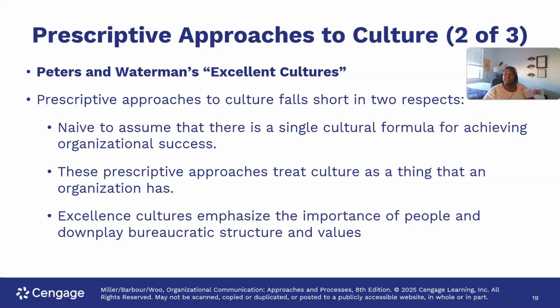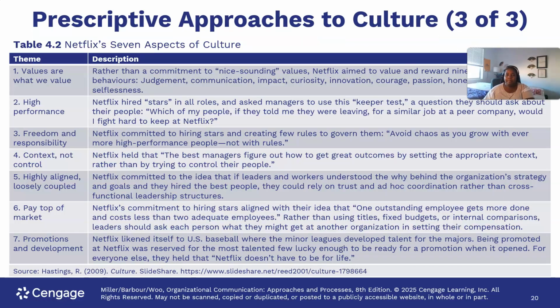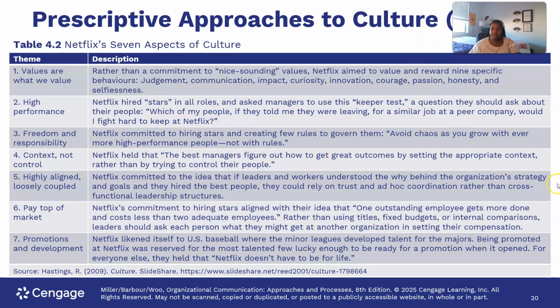Excellence cultures emphasize the importance of people and downplay bureaucratic structure and values. Okay? So I'll have you read this either in your book or just on that slide. But it talks about the Netflix seven aspects of culture and how it exemplifies it. So the values that we value: high performance, freedom and responsibility, context not control, highly aligned, loosely coupled, paid top of the market, and promotion and development. So I'll have you read that. Definitely pause to read that if you want to.